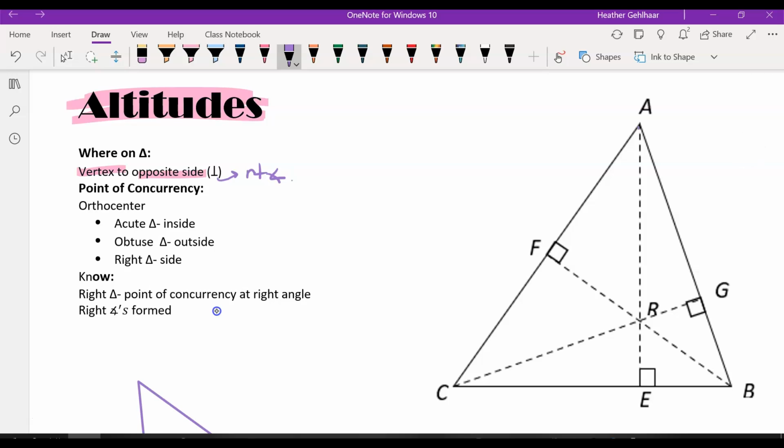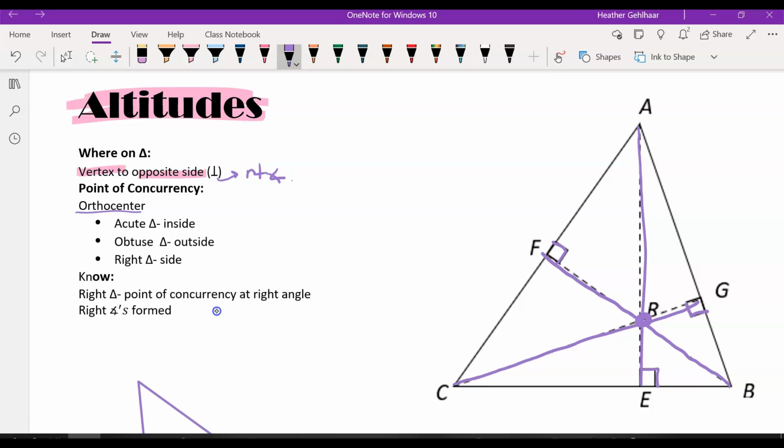So if we take a look here at this picture, A to E, all you have is it going from the vertex to the other side with a right angle. That's it. So I'm going to go ahead and draw the other two that we have here. So I have all of them drawn. As you'll see here, they all intersect at the same point, called the orthocenter. So this point of concurrency is called the orthocenter.